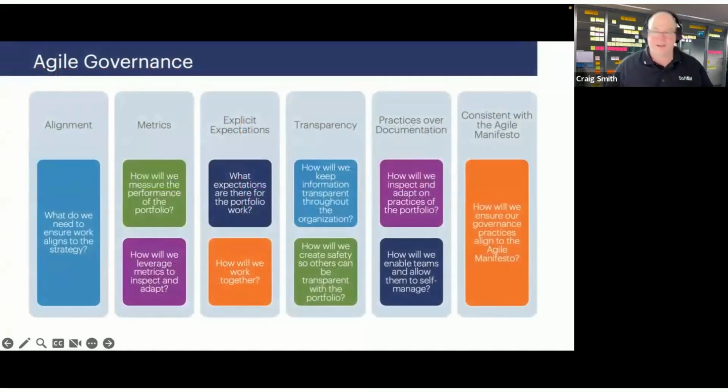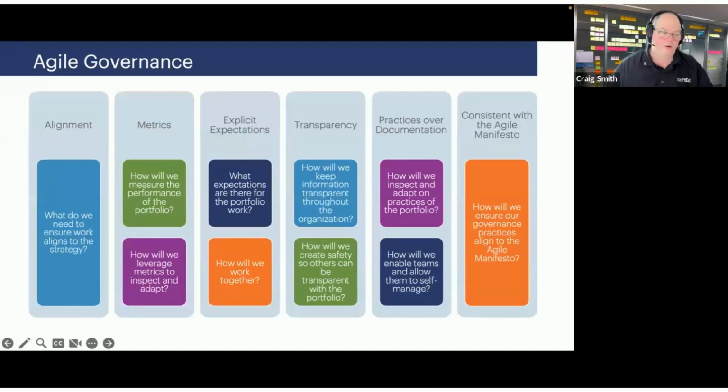Of course, you have to think about governance. There's a lot of words on this slide. Won't go through these today. Again, you can read these in your own time. But governance is making sure, are we all aligned, right? Are we measuring the right things? Do we understand what our expectations are? Are we transparent so that the people that need the information have the information? Are we focusing on making sure that we're doing the right thing and that people understand what the work is? And are we being agile about it?